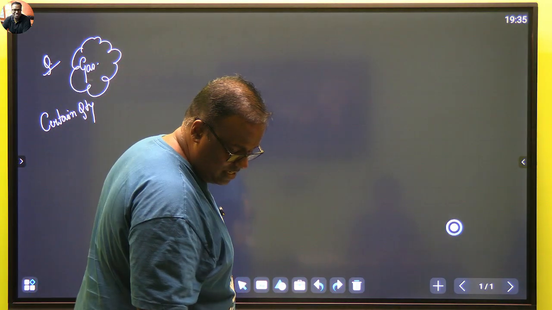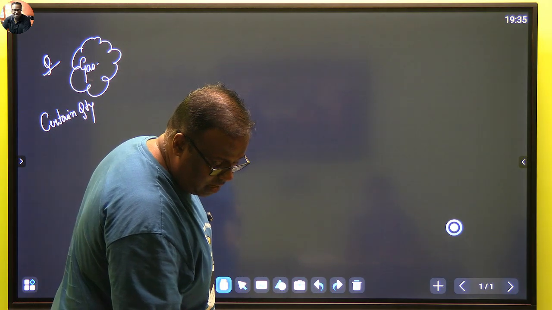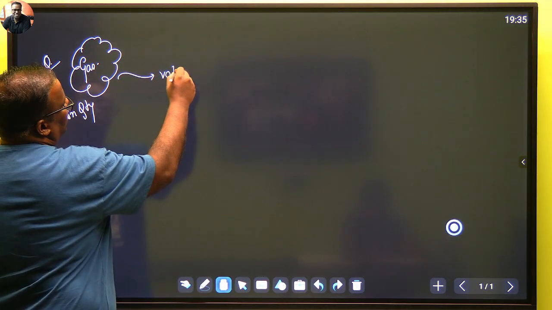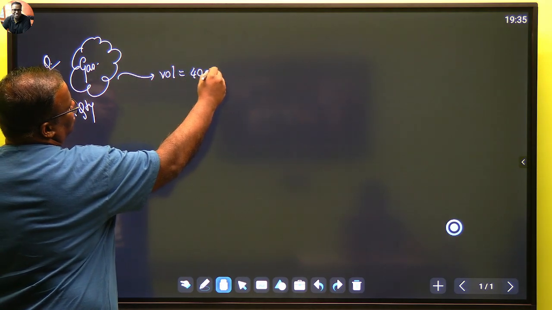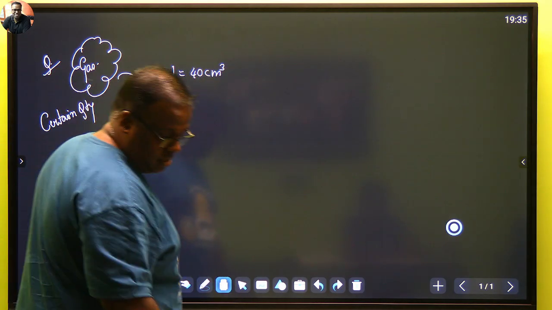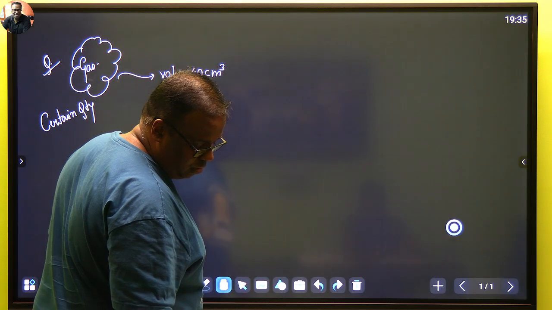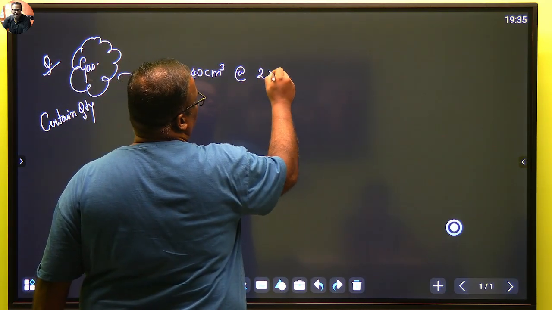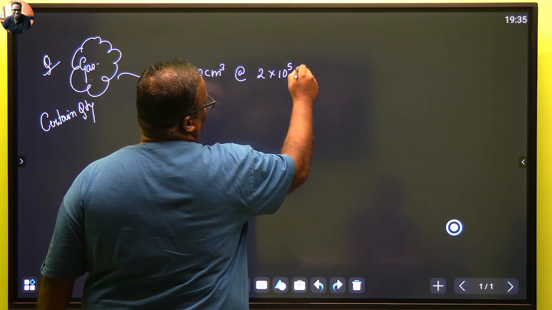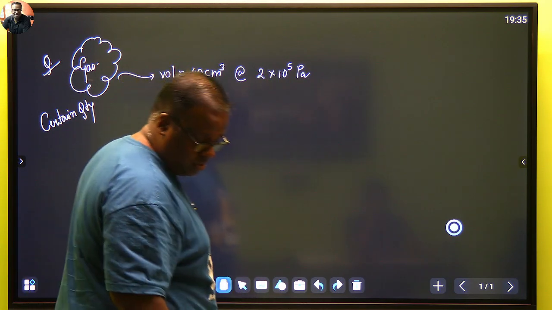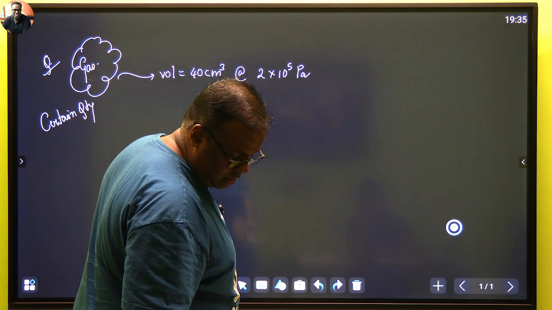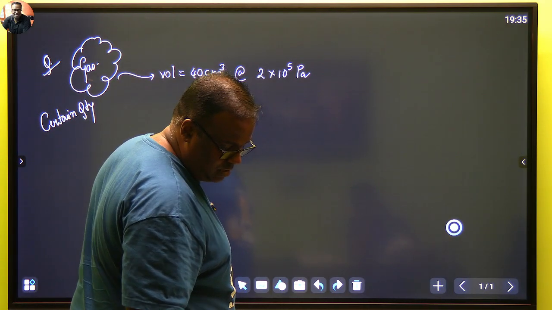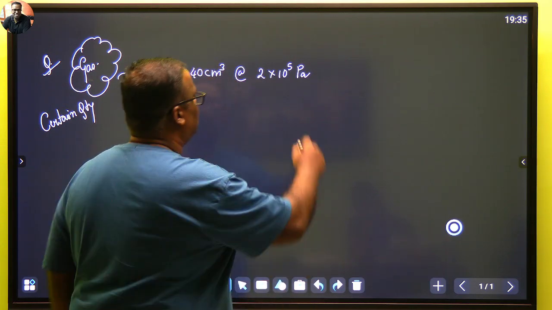चलो नेक्स्ट क्वेश्चन. A certain quantity of gas has a volume of 40 centimeter cube, at a pressure of 2 into 10 to the power 5 Pascal. ठीक है? 2 into 10 to the power 5 Pascal. Find the temperature when the volume is 30 centimeter cube.